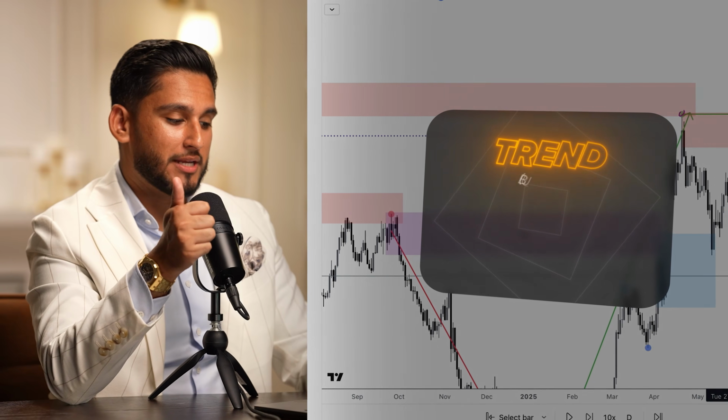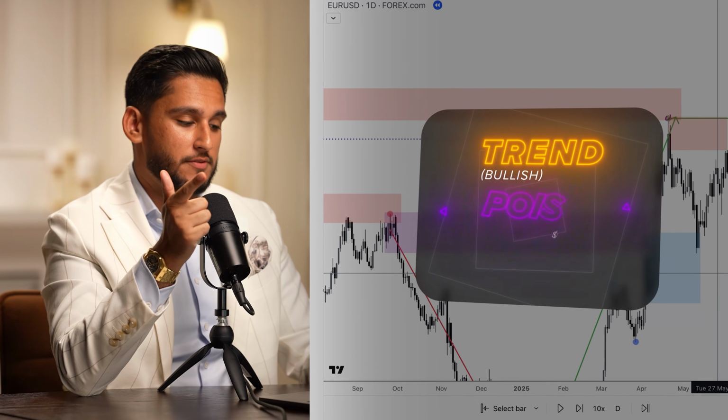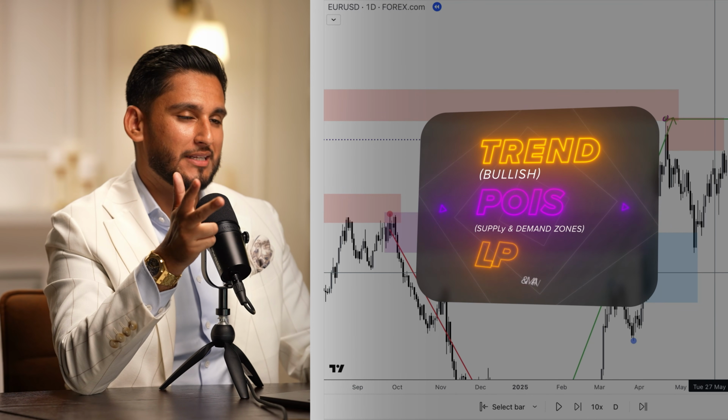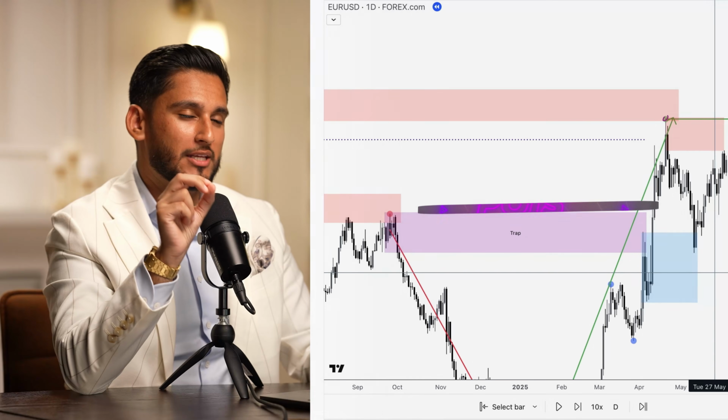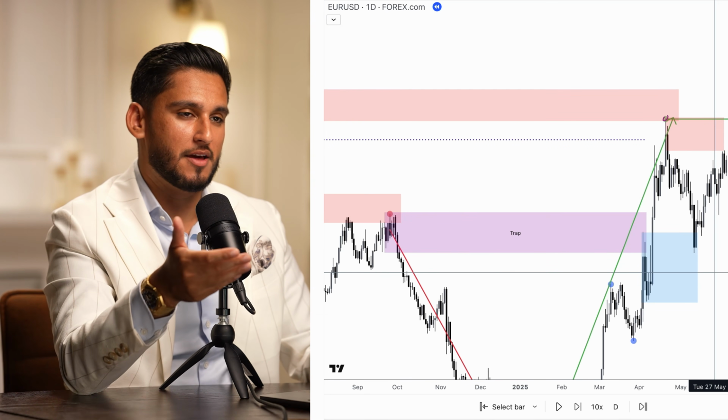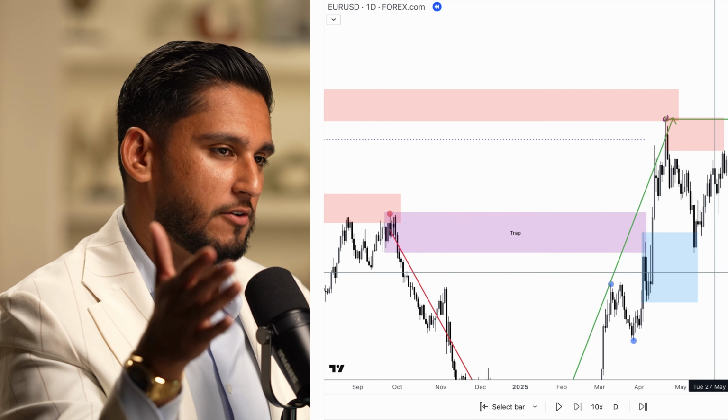So therefore, we found trend. Overall, we are bullish. We found points of interest, supply and demand zones, and we found a liquidity pool and main inducement. Now let's go down to the next time frame to connect things together to build the framework for the next 2 weeks of M1 walkthrough.